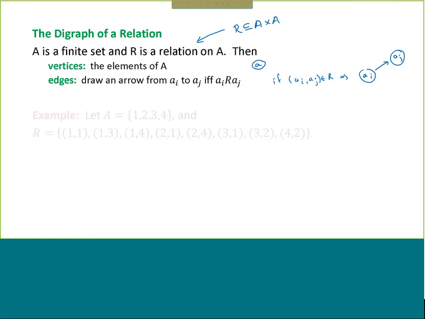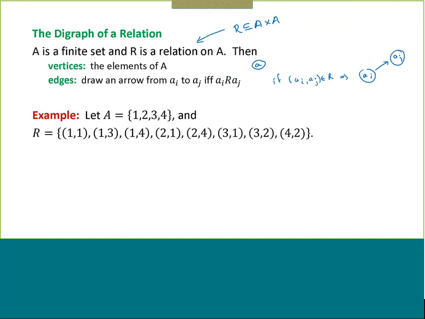So, let us look at an example. This example has exactly one building set. It's just the integers 1 through 4, and then it's got a bunch of ordered pairs. So here we've got the ordered pairs (1,1), (1,3), (1,4), (2,1), (2,4), (3,1), (3,2), and (4,2).